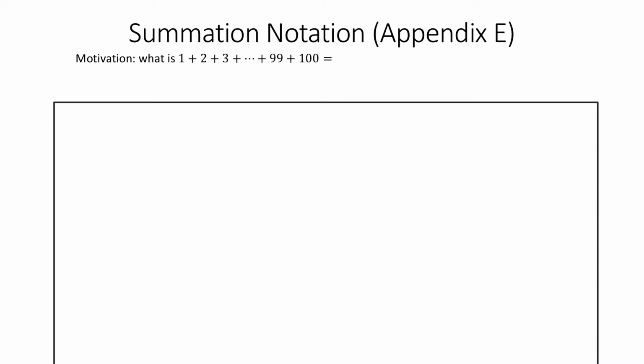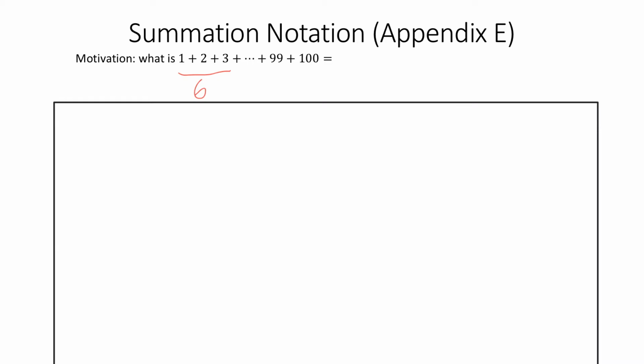The motivation for this section is the following question. What is 1 plus 2 plus 3 plus all the way up to 99 plus 100? Well, if we look at the first couple terms, we could probably do it in our head. 1 plus 2 plus 3 would give us 6. Maybe we could add another 4 and get 10, plus 5 would be 15.